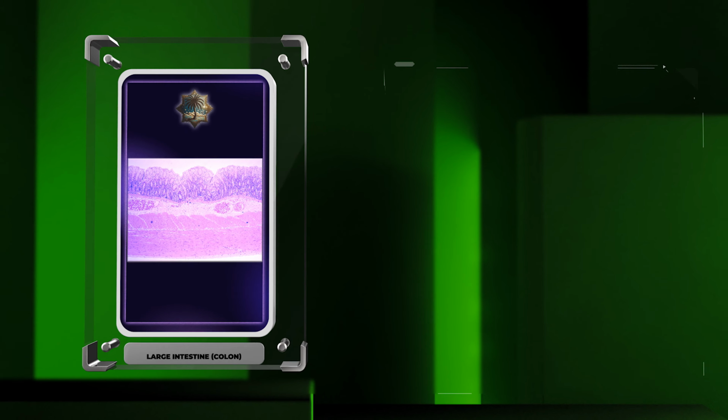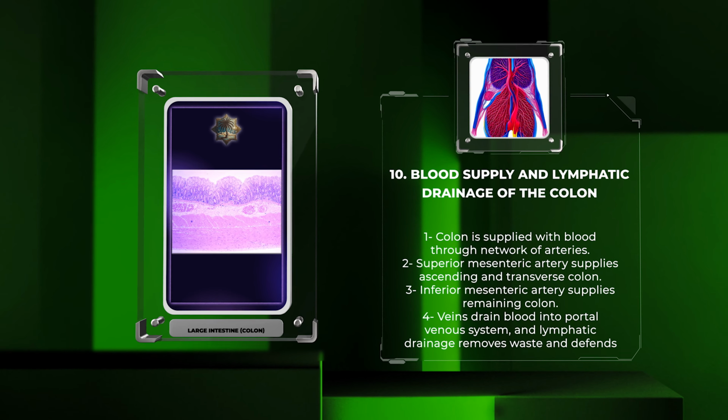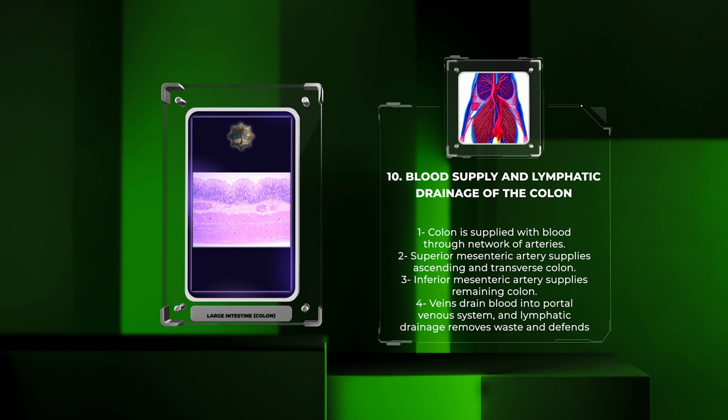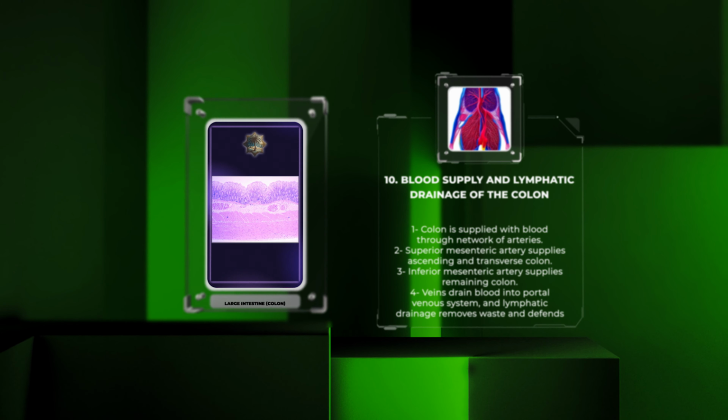The colon is supplied with blood through a network of arteries. The superior mesenteric artery supplies the ascending and transverse colon, while the inferior mesenteric artery provides blood to the remaining colon. Veins drain blood into the portal venous system, and lymphatic drainage helps remove waste and defend against pathogens.